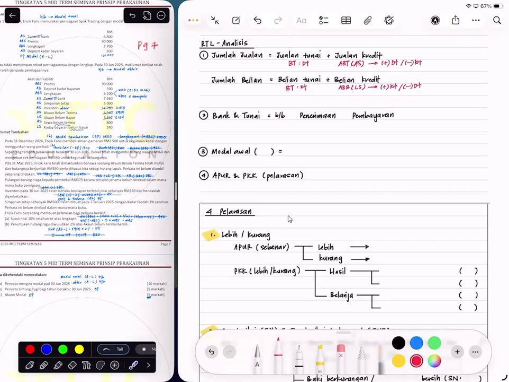Okay, then how to calculate the value for bank and tunai? Easy lah. Common sense thinking lah. Take the baki BB in the question because there might be some balance of money from the last period.